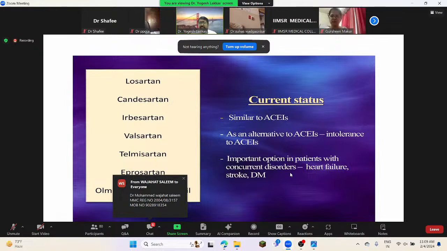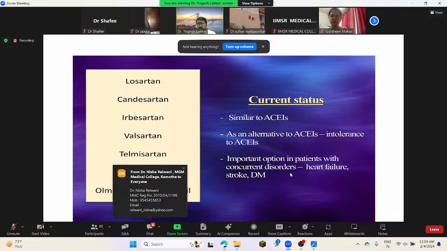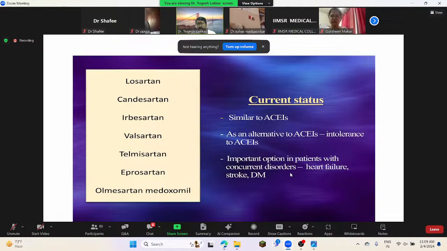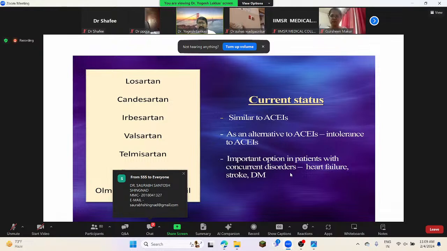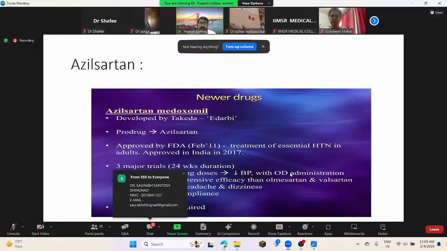And why were these ARBs brought into the market? Because ACE inhibitors had a more adverse risk profile, like angioedema or cough. These were more common with the ACE inhibitors, and then these molecules came into the picture 10, 15, or 20 years back, and we have been using them successfully in the treatment of hypertension, also in heart failure, and they are helping us to prevent cardiovascular events.